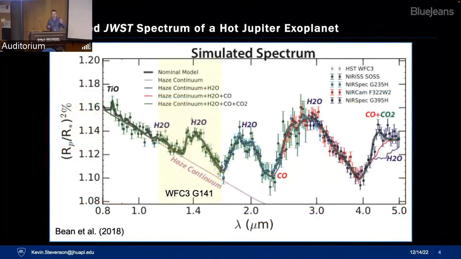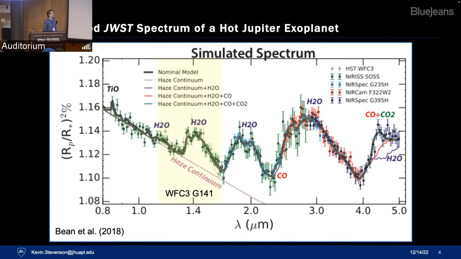Okay, so let's focus in on this first program. And before I show you real results, I want to show you the simulated spectrum from our paper a few years ago. It used HST-WFC3 spectra from the G141 GRISM, and we essentially extrapolated the result to shorter and longer wavelengths, spanning the full instrument wavelength range.